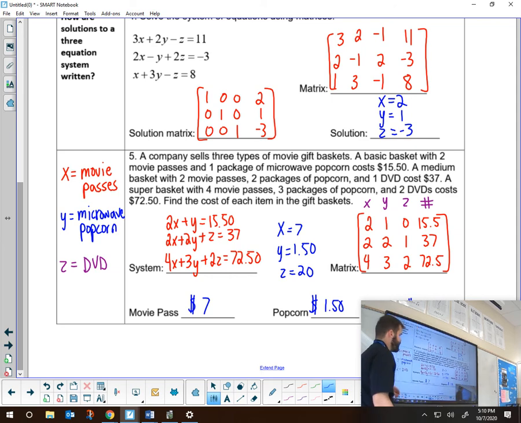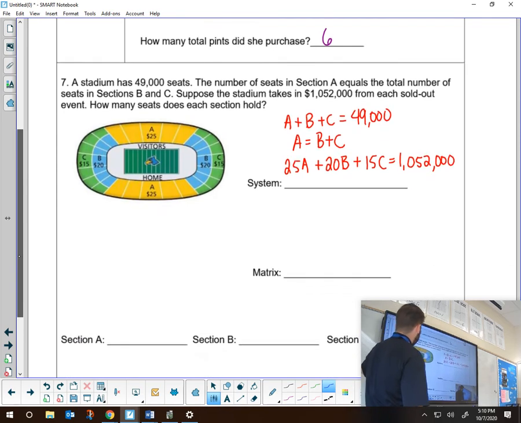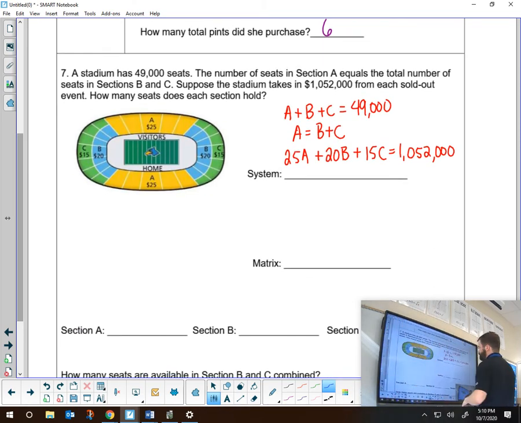But we're not going to take the time to do it all together, but if you want to practice, take a look at this in your notes. All right, the same thing goes for number 6. It's already done for you. So our last one that we're going to do is this word problem down here about this stadium.